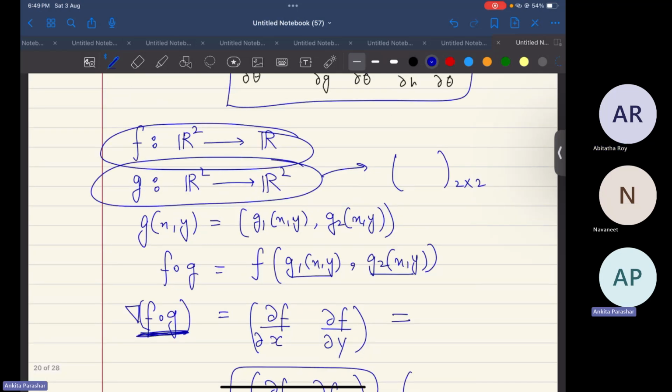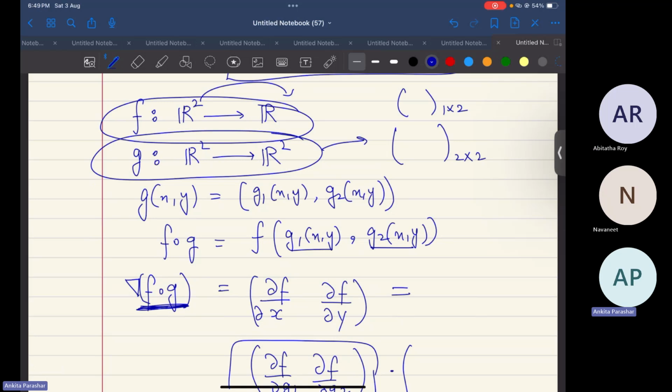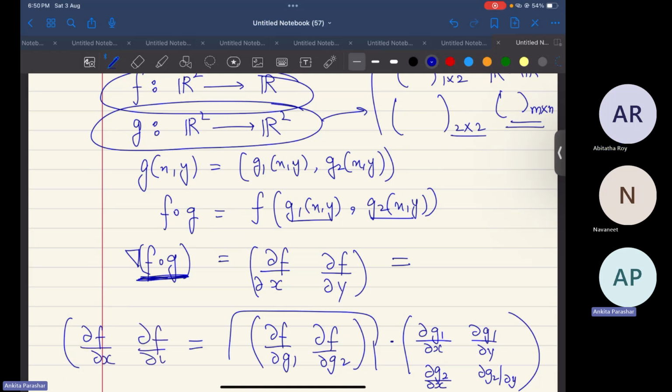The size has to be determined by from where to where the map is. If you have R2 to R, then the matrix size will be 1 cross 2. That means the row is 1 but the columns are 2. If your map is from R2 to R2, it will be 2 cross 2. Suppose it is from Rn to Rm, the size of the derivative will be an m cross n matrix. So here the g matrix will be del g1 by del x, del g1 by del y, del g2 by del x, and del g2 by del y. This is multiplied with your del f by del x and del f by del y.